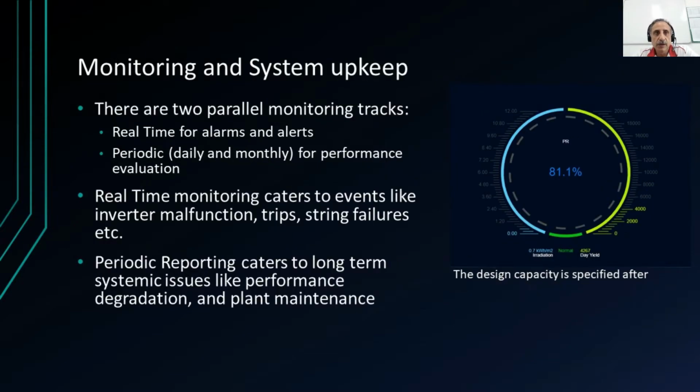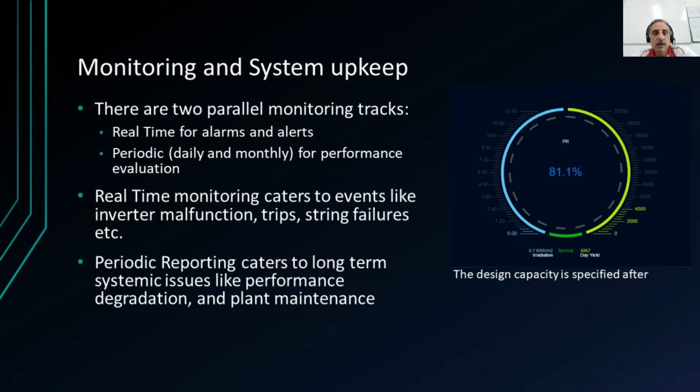In terms of the monitoring of a typical PV monitoring system, there are two parallel tracks going on at the same time. One is the real time, which is primarily meant for events and alarms for abnormal situations. For example, an inverter may have tripped, or there may have been a loss of power from one of the strings, or a total failure of a string, or for that matter a tripping of a circuit breaker. So these kinds of alarms have to be reported in real time so that customers can attend to them immediately.